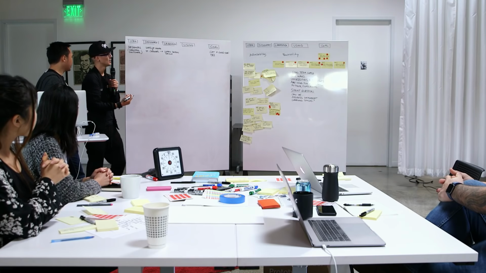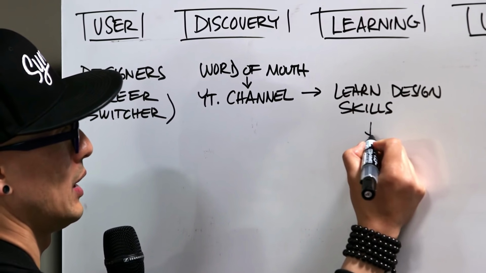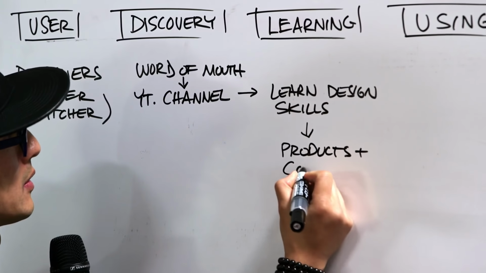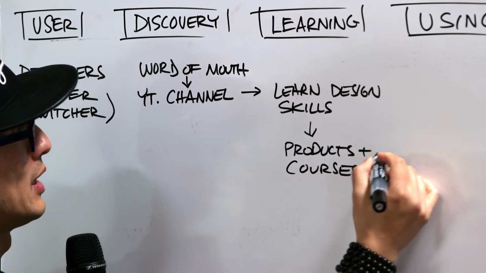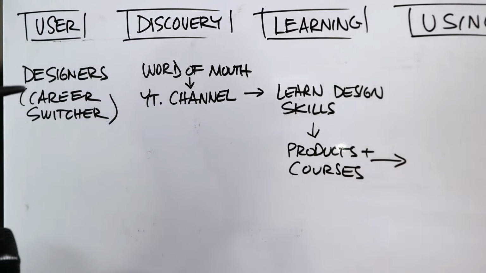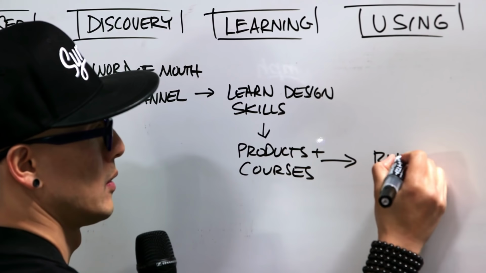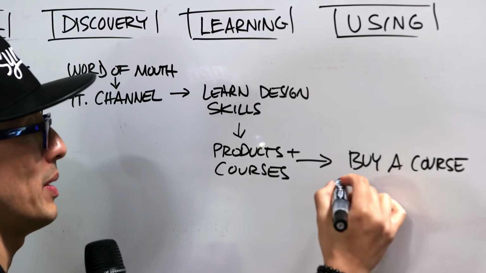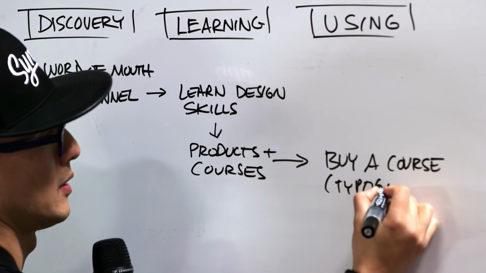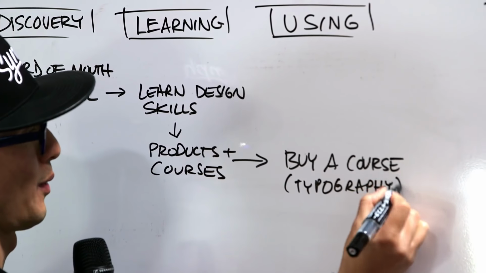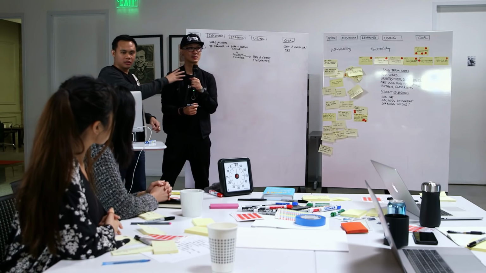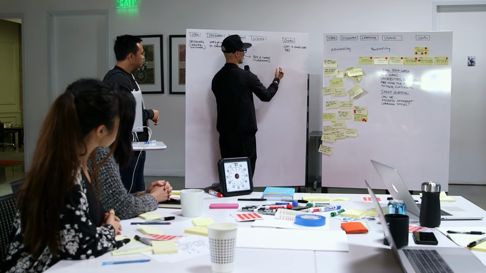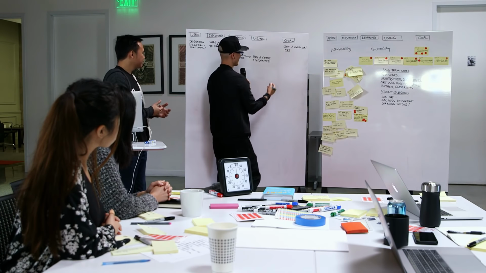And then they might find out that we offer products and courses, and then they are going to probably buy one of them to try it out. Maybe it's a typography course, let's say. Do you agree with this? And then after that, we have some gaps here. That's the problem, right?